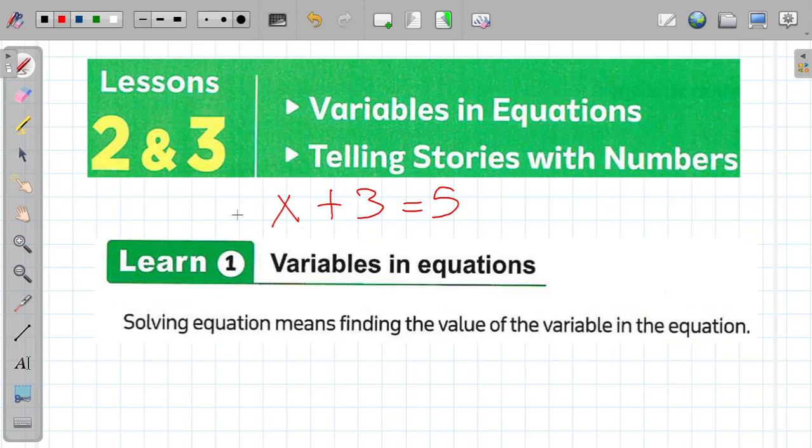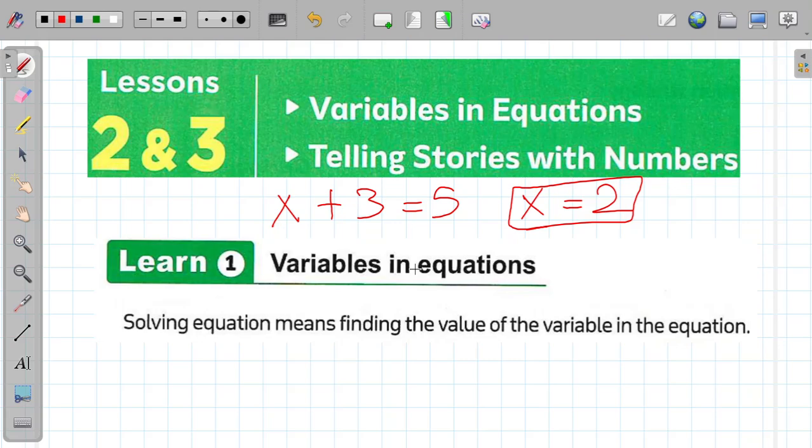So I will think first: what is the number that if I add it to 3, it gives me 5? Mentally it will be 2. So the value of x will be 2.